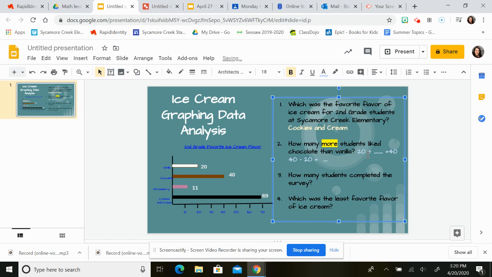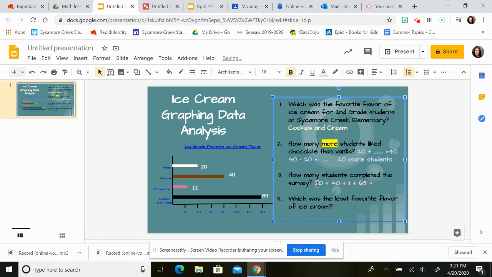Okay, if you did either one of these solutions, 20 and count up, or 40 and subtract 20, you're going to find the same answer, which is 20 more students. So the difference between this bar for vanilla up to this bar for chocolate is 20. Question number 3, how many students completed the survey? Well, I need to find the total number of students. So I'm going to add all those numbers together. I'm going to write 20 plus 40 plus 11 plus 69.